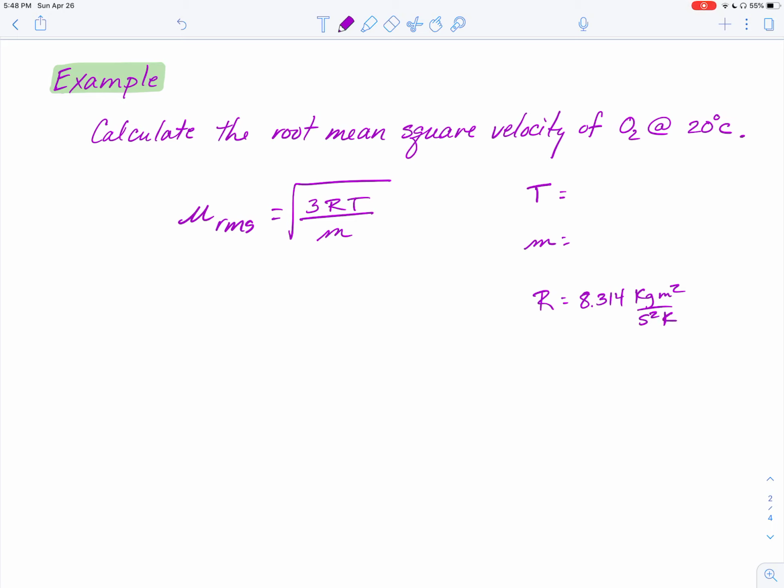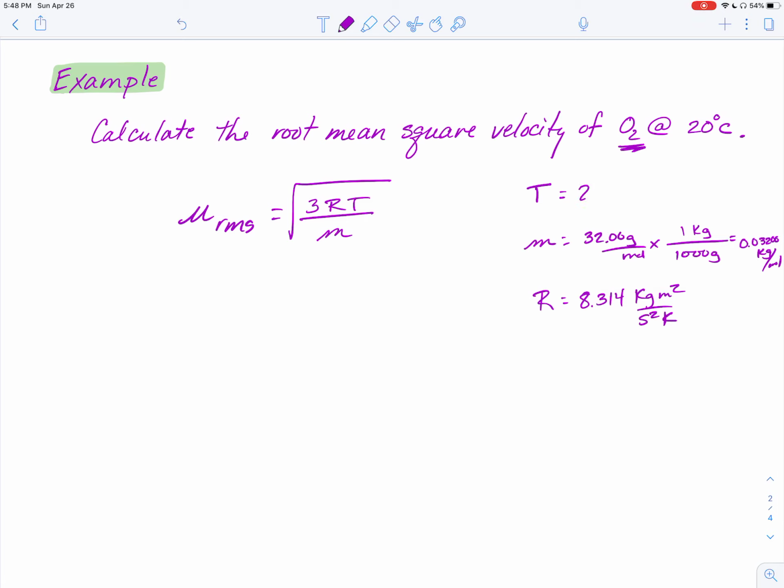And so how do we know what our molar mass is? Well, we have our formula O2. So we know oxygen has a molar mass of 32.00 grams per mole. But let's convert that to kilograms. So we know for every 1,000 grams, it's equal to 1 kilogram. And so that will give us essentially a value of 0.03200 kilograms per mole. And so that'll be our molar mass in kilograms per mole.